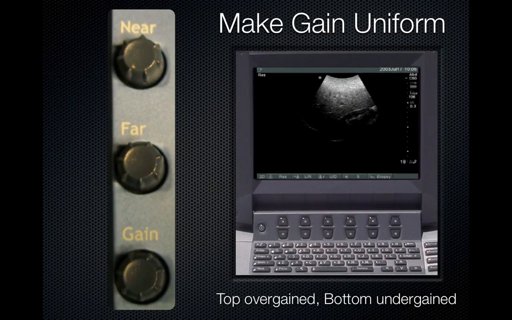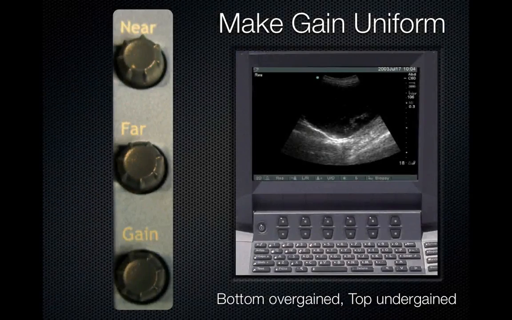Here's an example of the far gain being too low. The top is overgained, the bottom is undergained. In this case, you would want to turn up the far gain so that the picture is balanced. Here's an example where the bottom is overgained relative to the top, and the top is undergained. In order to balance it, we would increase the near gain and possibly decrease the far gain.